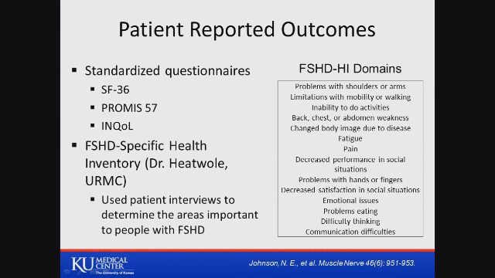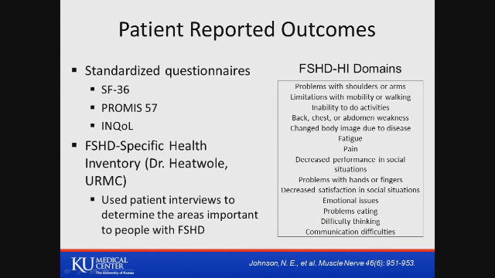Patient-reported outcomes can be standardized questionnaires. Some of these aren't disease-specific at all. Some of you may have heard of the SF-36. It's probably the most common quality of life outcome measure used in clinical trials. The SF stands for short form, the 36 for the number of questions. It asks you questions about your physical health and the impact of your physical condition on your mental health.